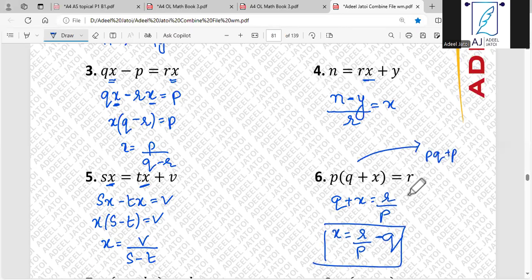pq plus px is equal to r. So this would be px is equal to r minus pq, right? And x will be r minus pq upon p. So you can always have this answer or this answer, both are accepted. You don't have to worry about anything here.